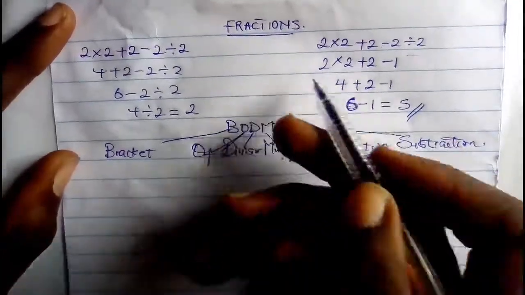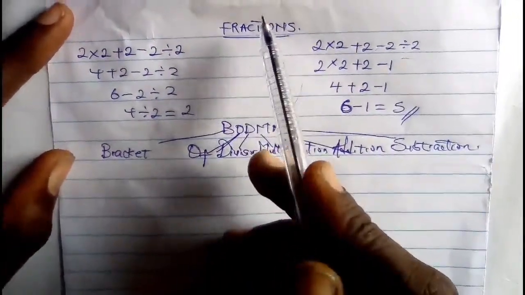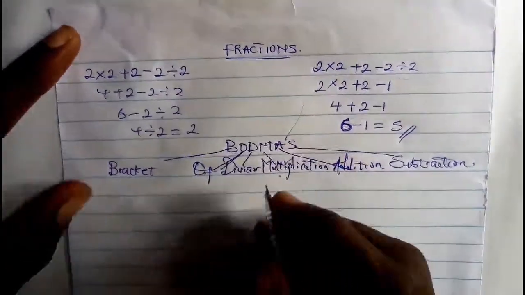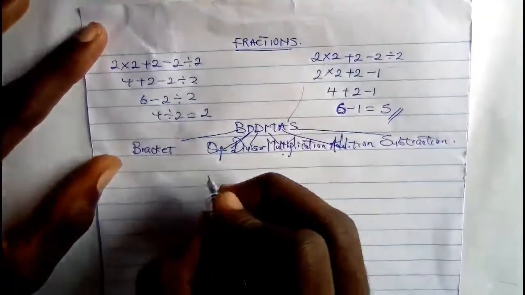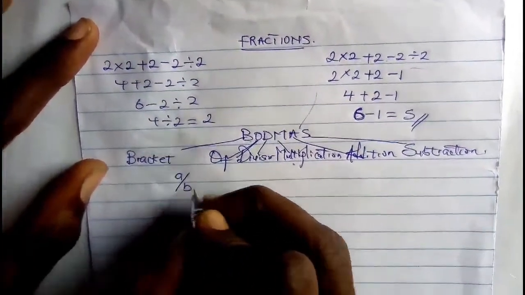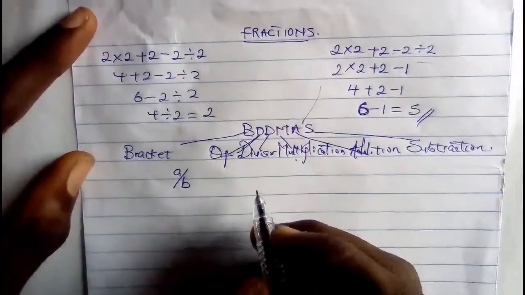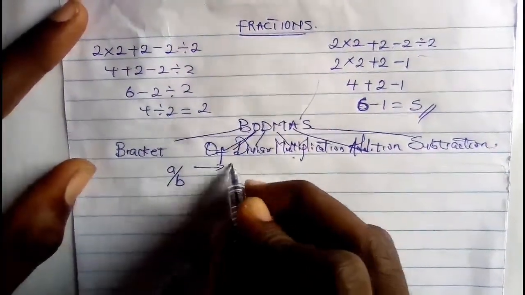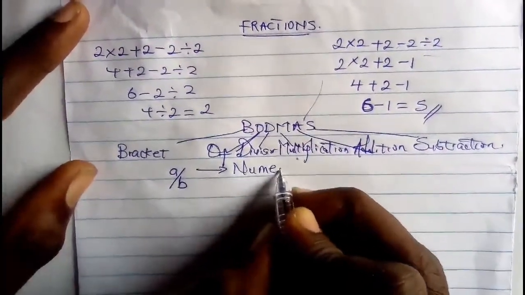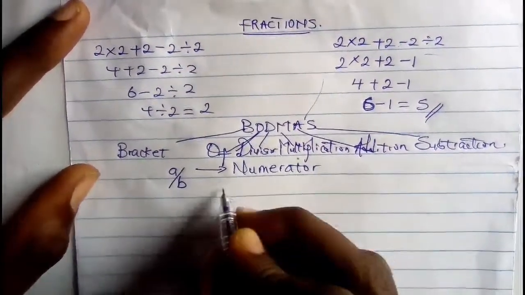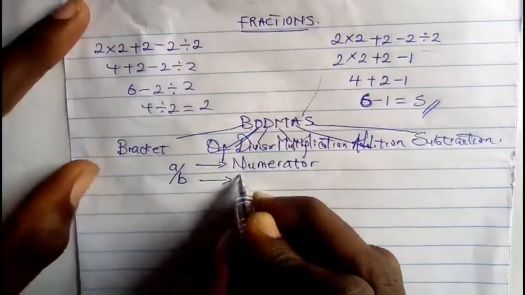So that's not my main aim of this video. Remember, today we are dealing with what? Fraction. So when you hear fraction, they are in this form. Let me say A all over B, whereby the A is the numerator while the B is the what? Denominator.